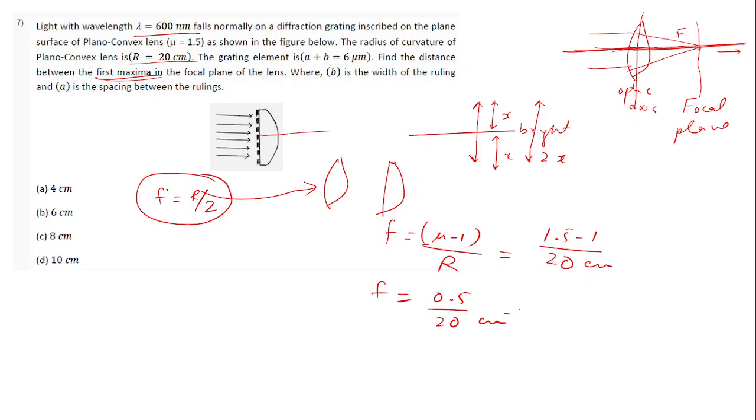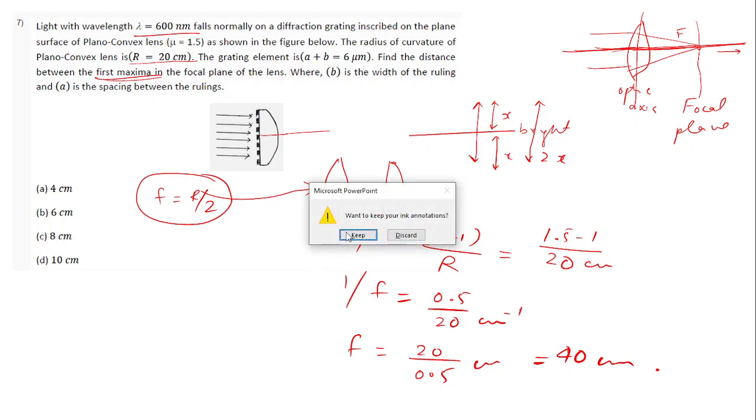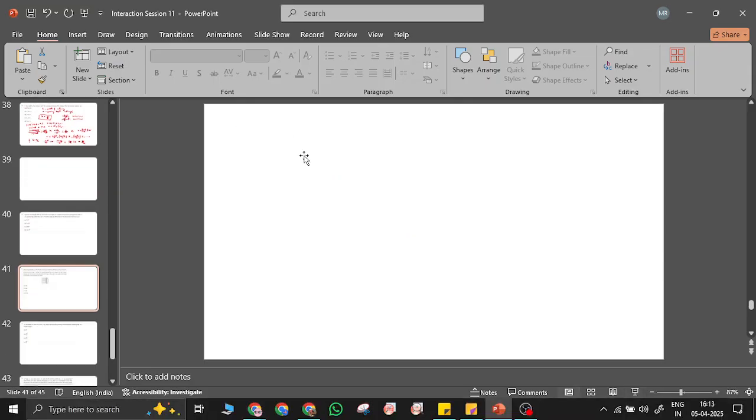Wait, sorry. Here this is 1 over F. F will be 20 divided by 0.5 centimeter, which is 40 centimeter. So we first found the focal length, because we'll need this. The focal length is 40 centimeter.